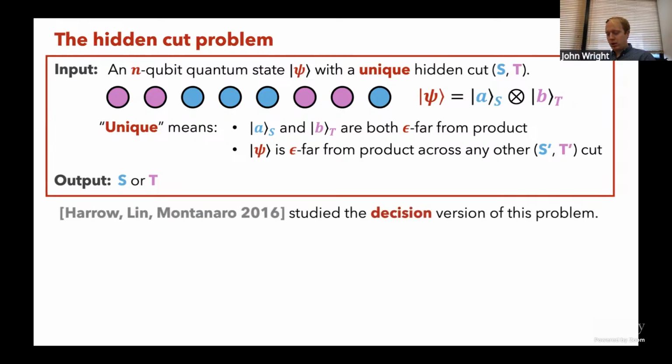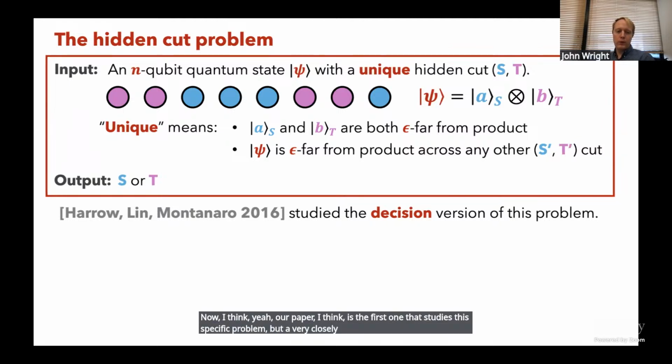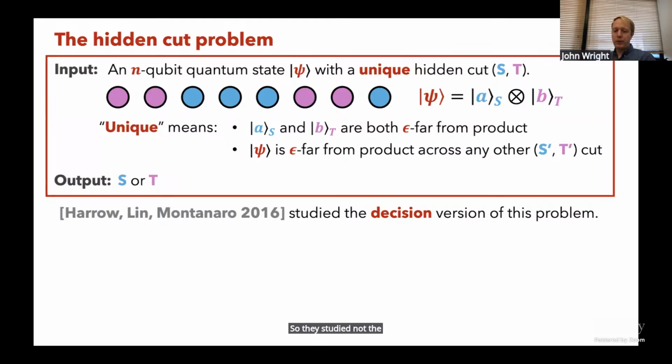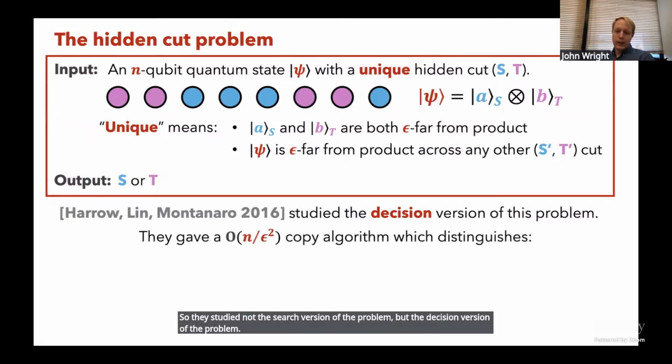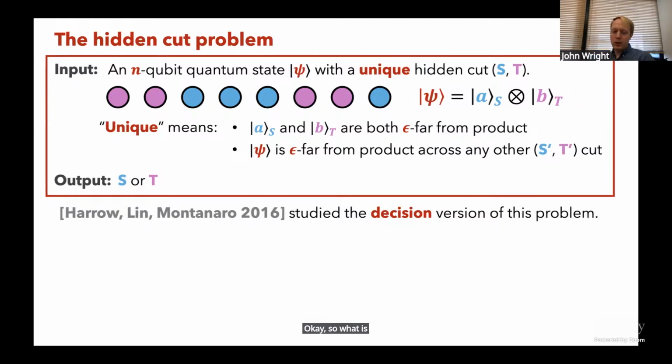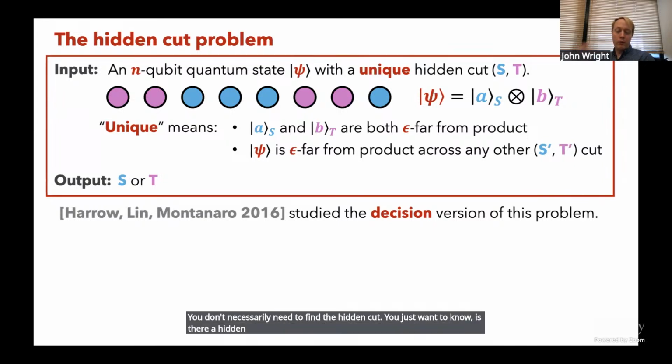Now, our paper is, I think, the first one that studies this specific problem, but a very closely related problem was previously studied in this very cool work of Harrow, Lin, and Montanaro from 2016. They studied not the search version of the problem, but the decision version. So what does the decision version mean? You're given copies of the state psi, and you just want to detect whether there exists a hidden cut in psi or not. You don't necessarily need to find the hidden cut. You just want to know, is there a hidden cut, or am I far from being product across every cut?